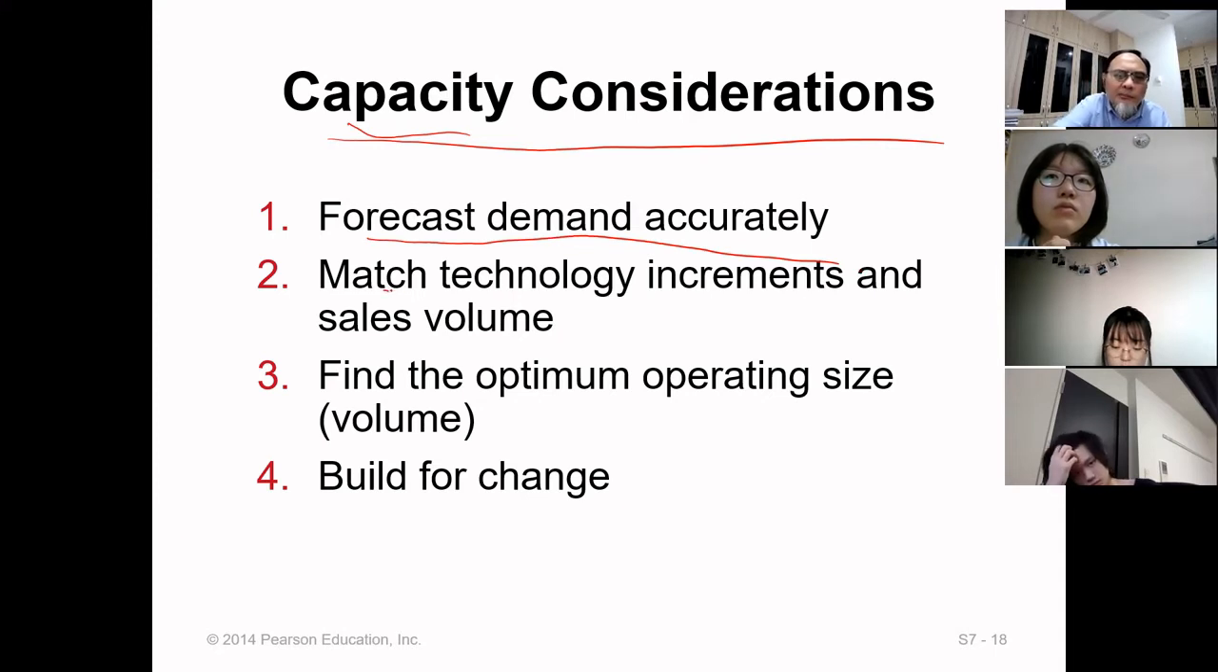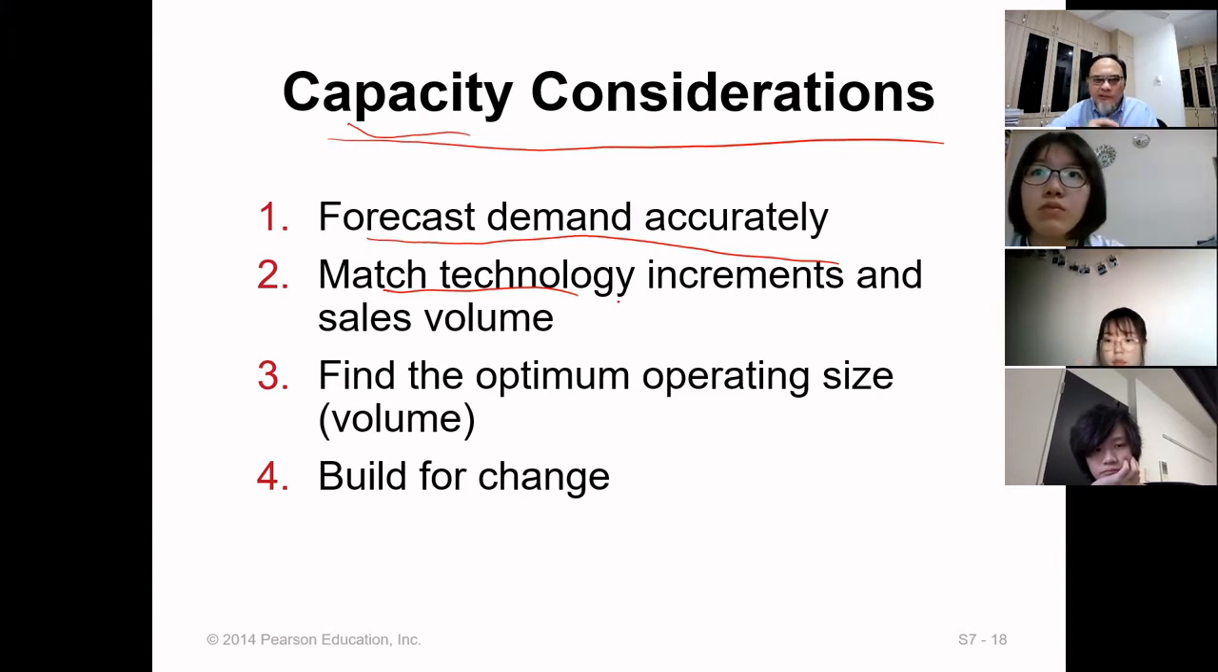You must match technology increment and sales volume. For example, companies producing electric cars, Tesla, have to try to match their capabilities with sales volume. Or even in China, now 5G. Everybody wants 5G technology. Do we have the capacity if sales volume suddenly goes up?